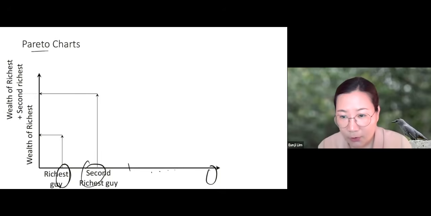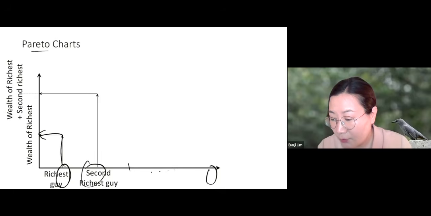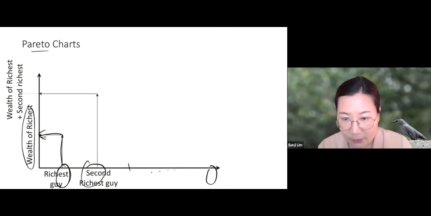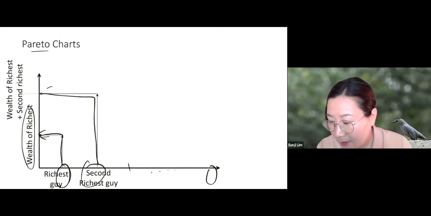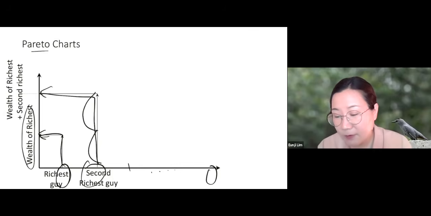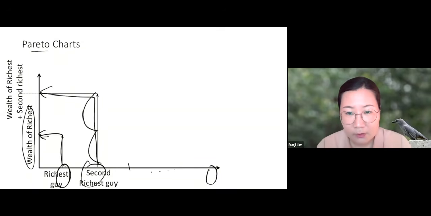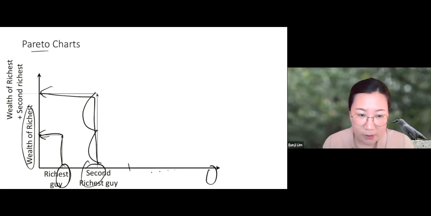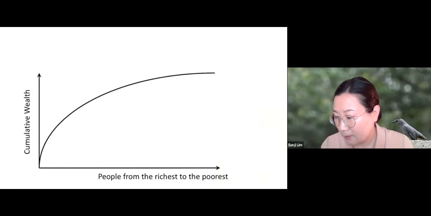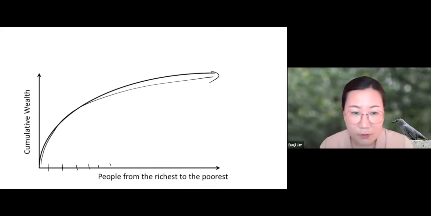Cumulative wealth. So for the first guy, this is the wealth of the richest person. But for the second guy, this is the wealth of the richest person plus the wealth of the second richest person. So this is the cumulative wealth. We keep doing this for all the people in the world, and we'll get a graph like this: the richest guy, second richest guy, and so on.